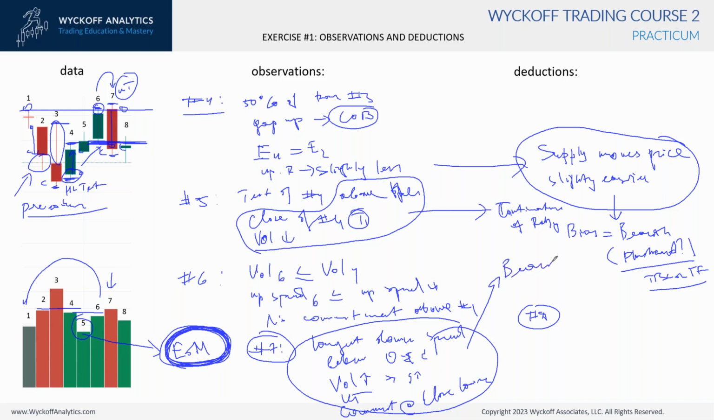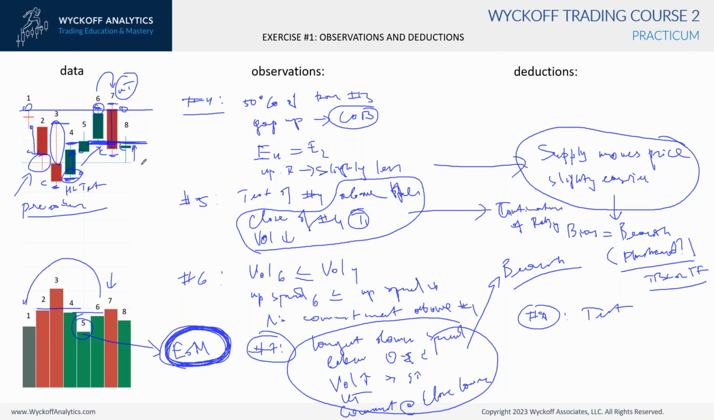Still bearish. Okay, and bar number 8, can we confirm this bearishness? A test, Roger saying yes. I like that. What kind of test are we having here? Demand slightly stronger than supply. We are trying to rally here.